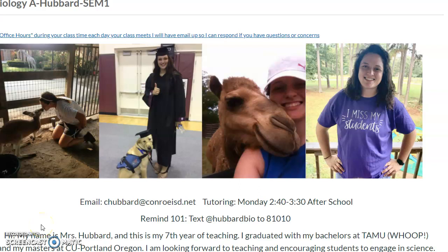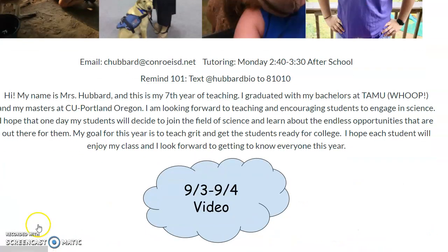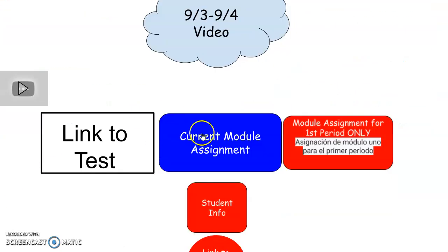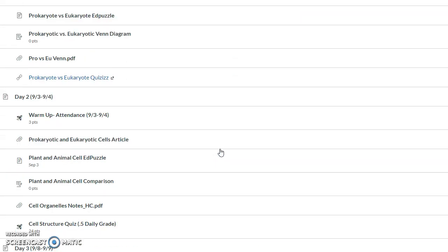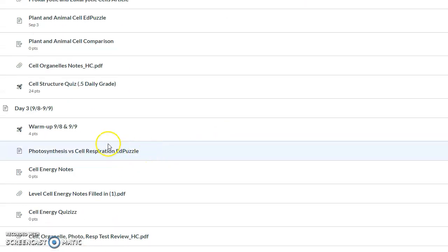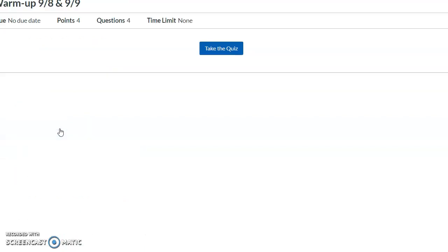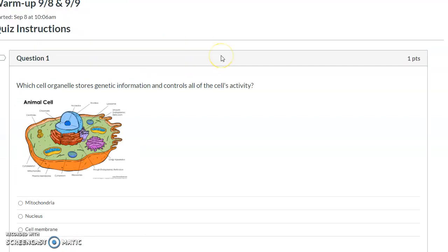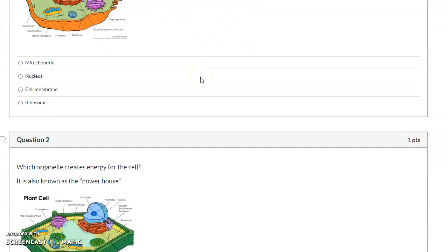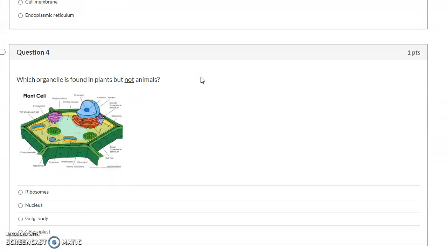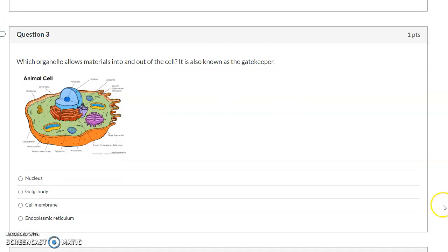Alright guys, so we are getting into photosynthesis and cellular respiration today. If you go to the current module, you will see on 9899 there is a warm-up. You'll take the quiz for the warm-up. It's also used for attendance, so make sure you do it. There are some questions about organelles.